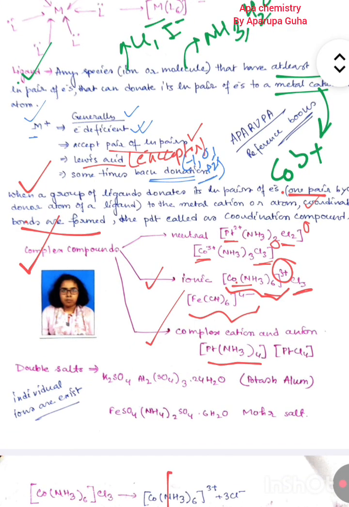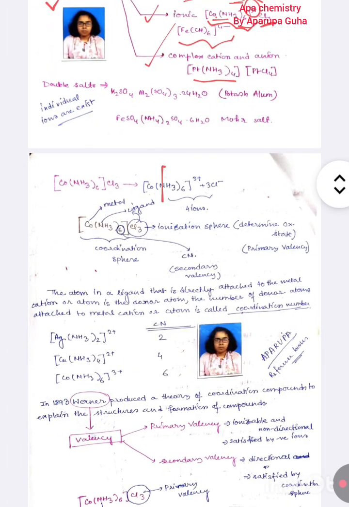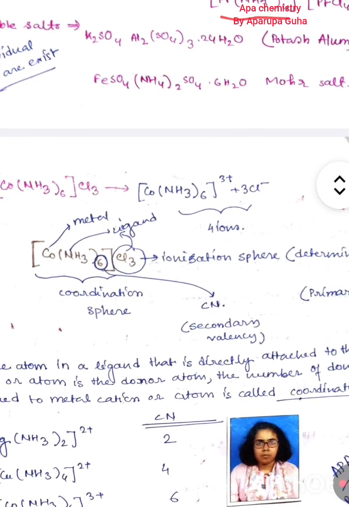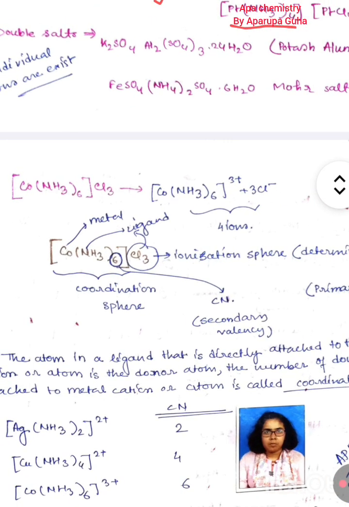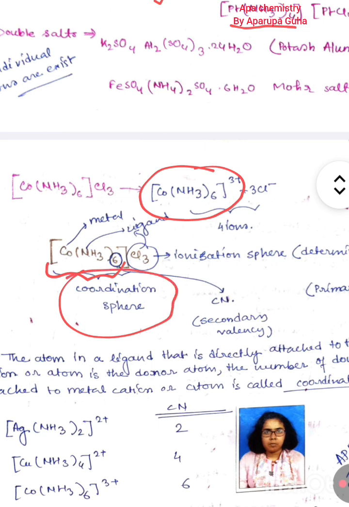Now we have to see, to help you understand better, what is the coordination pair. This part is the coordination pair. This part is the coordination pair. This part is the coordination pair. This third bracket, up to this third bracket, is called the coordination pair. And this part, outside of the third bracket, is called the ionization pair.